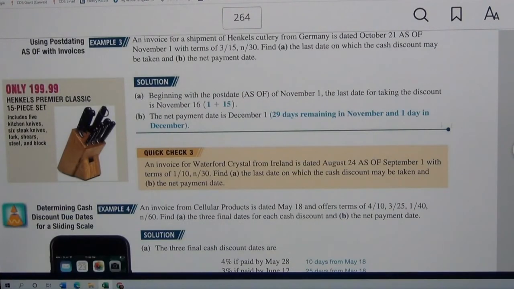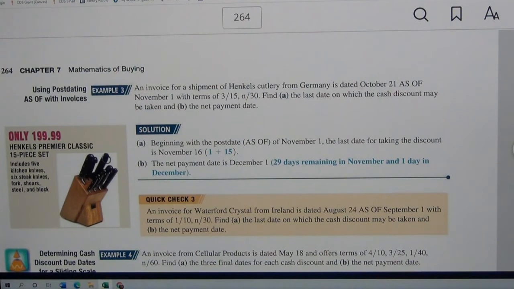So the solution, which is really no computations involved, you just need to follow the calendars. The beginning of the post date as of is November 1st. Even though it's dated October 21st, you start the discount date as of November 1st. When it tells you 3%, 15, then we need to get to the 15th day. So that makes it pretty easy.